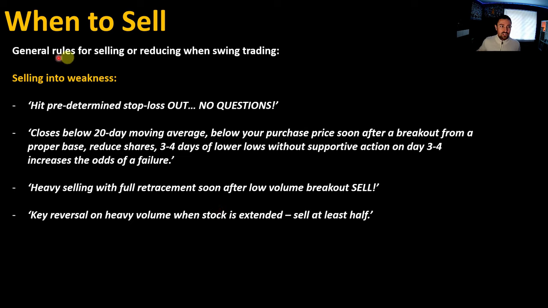Next one, these are general rules for selling or reducing when swing trading. So selling into weakness: hits predetermined stop loss, out, no questions. Closes below 20-day moving average, below your purchase price soon after a breakout from a proper base, reduce shares. 3 to 4 days of lower lows without supportive action on a 3 to 4 day increases the odds of failure. Heavy selling with full retracement soon after low volume breakout, sell. Key reversal on heavy volume when stock is extended, sell at least half.